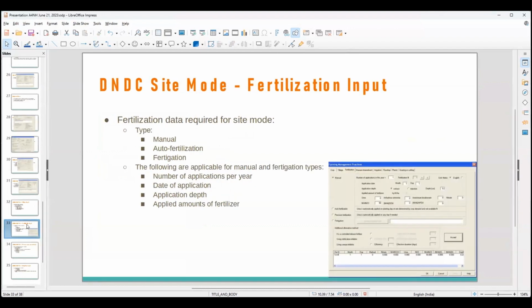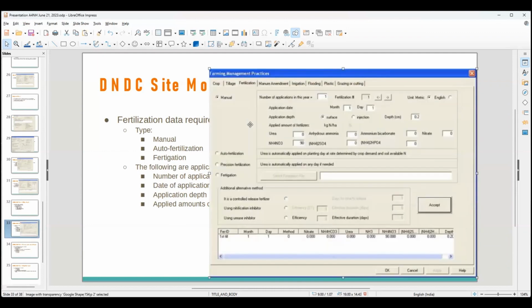For fertilization, the type is manual, auto fertilization, or fertigation. The following are applicable for manual and fertigation type: number of applications per year, date of application, application depth, and the applied amounts of fertilizer. Number of applications, the date of application, the application depth, and the applied amount. All these need to be fed in.